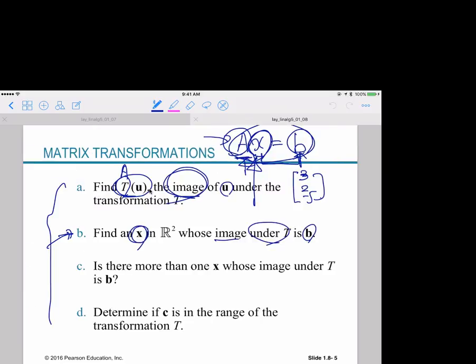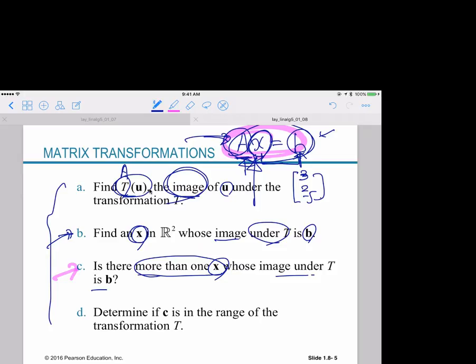Okay, then the next question: is there more than one x whose image under T is b? So the question is still the same. We consider this setting, where A and b are given and x is an unknown. The question is whether we have only one x or there exists more than one x.